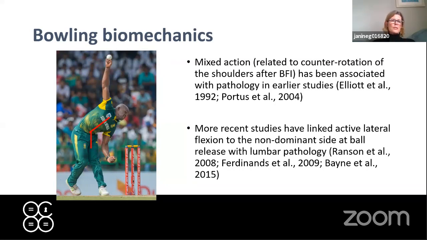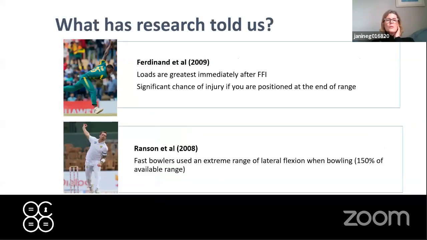And it makes sense because into lateral flexion, the facet joints on that side would be compressed. And that can cause a turning moment of the neural arch, which can lead to a stress reaction. So combined with some other findings, we find that loads are greatest immediately after front foot impact. So front foot impact is when the non-dominant foot strikes, all these great ground reaction forces going down. And there was a significant chance of injury if you were positioned at the end of range. So for instance, more in lateral flexion at this point.